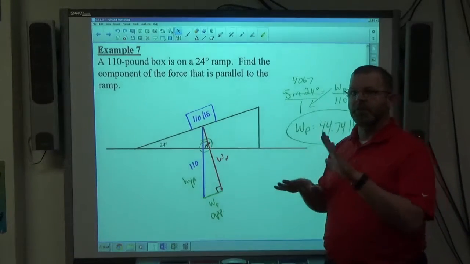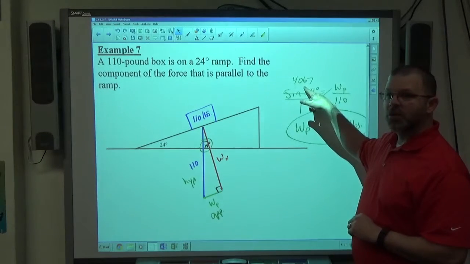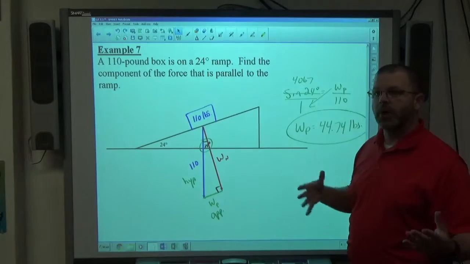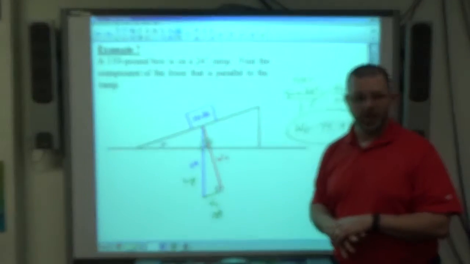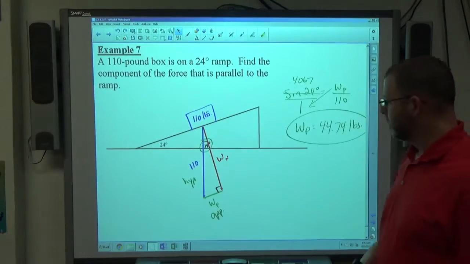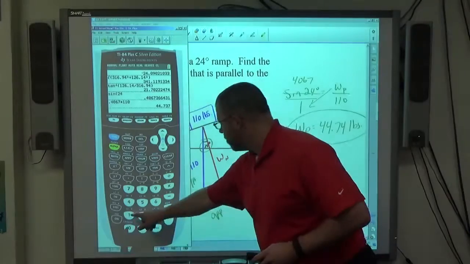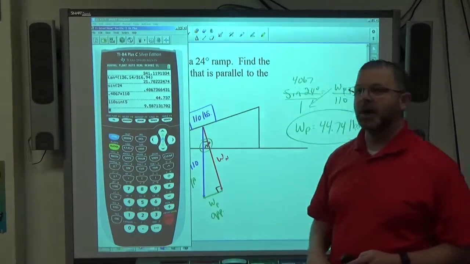So if you have like a 5-degree ramp, you know, sine of 5 is close to 0 times that. That's going to take a lot of the weight off. So that's, again, that's why you don't have to push as hard to get things up a ramp. That's how it works. With a 5-degree ramp, 110 times sine of 5 is about 10 pounds of force.